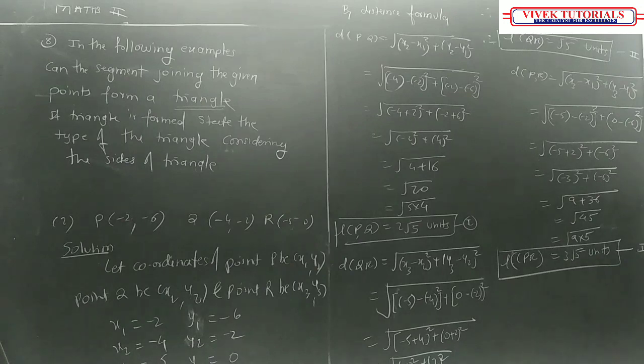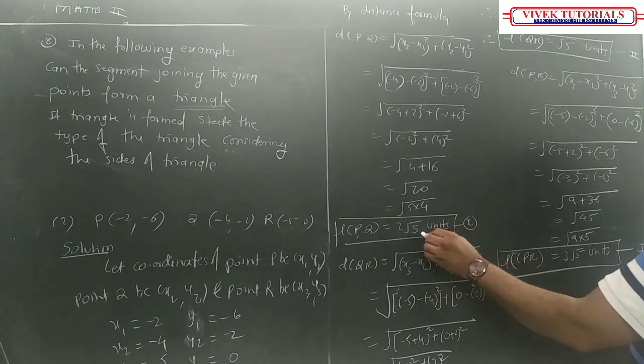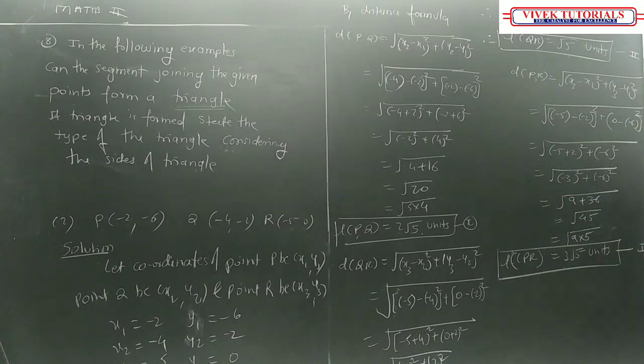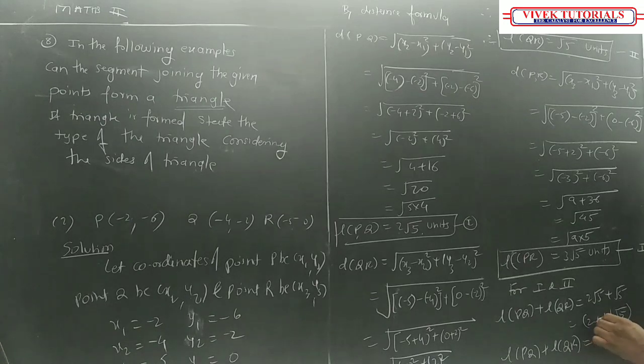Once we got that, see here now, from equation 1 it is 2 root 5, here it is root 5, here it is 3 root 5. So, the biggest is this root. So, from 1 and 2, length PQ plus length QR is equal to 2 root 5 plus root 5. In this case, root 5 we can take common, so we get 2 plus 1. So length PQ plus length QR is equal to 2 plus 1, which is nothing but 3 root 5. This is equation number 4. Okay? Got it now?